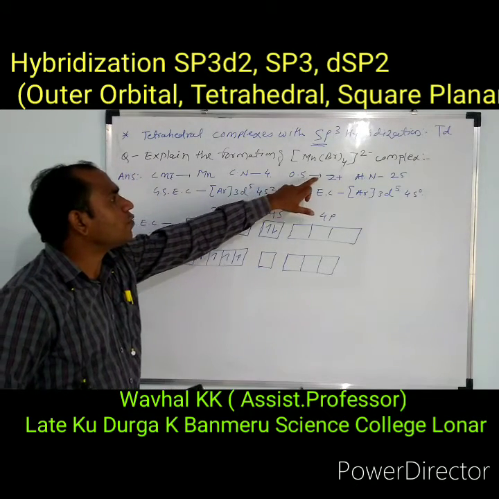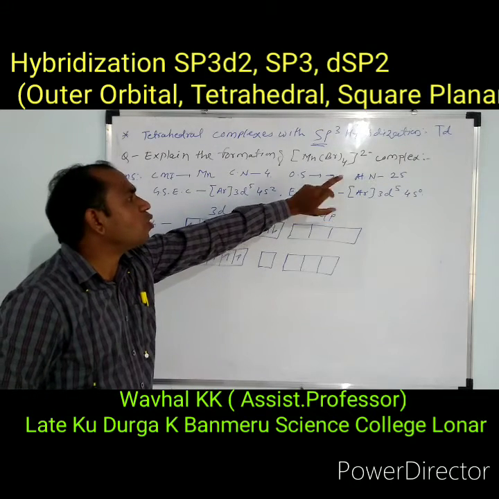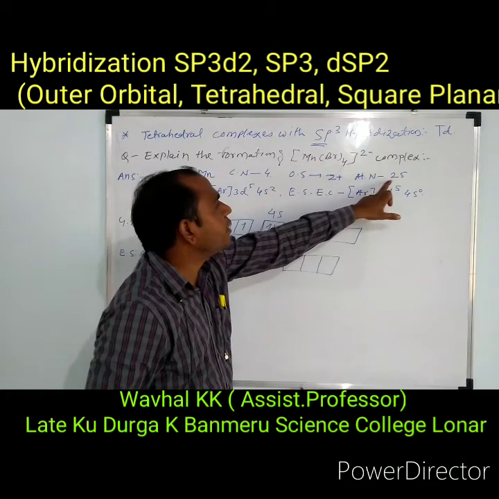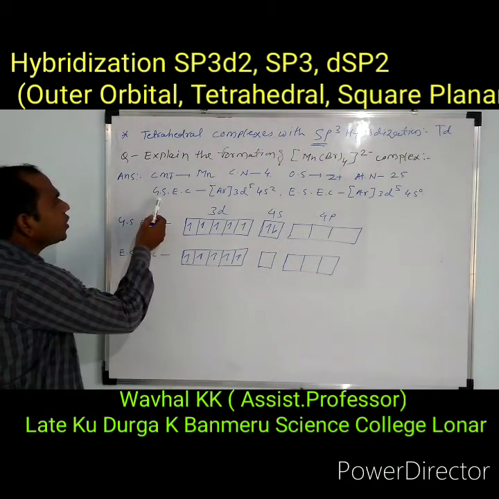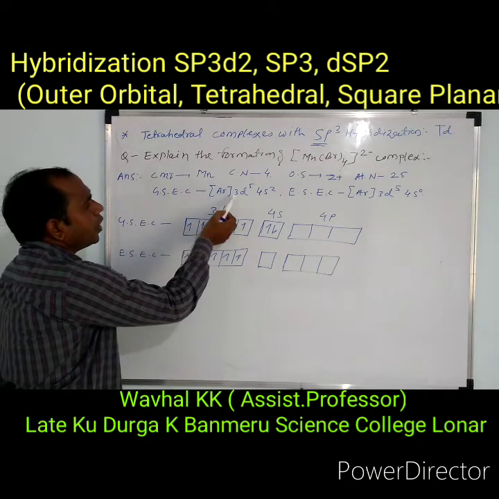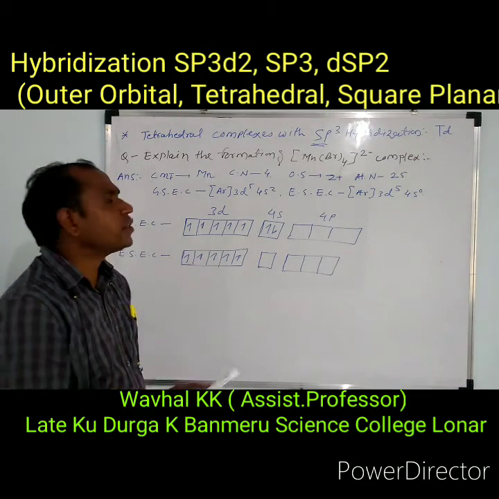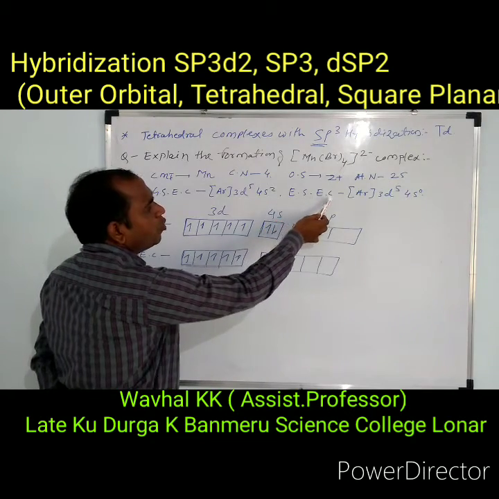The oxidation state of this central atom is +2. The atomic number of manganese is 25. The ground state electron configuration of Mn is [Ar] 3d5 4s2, because 7 valence electrons are present in Mn. Then write down the excited state electronic configuration.